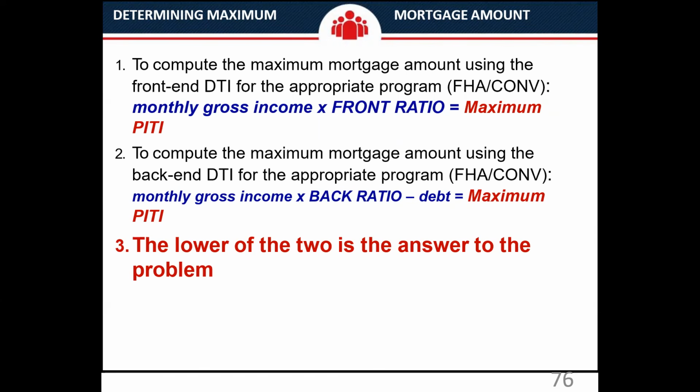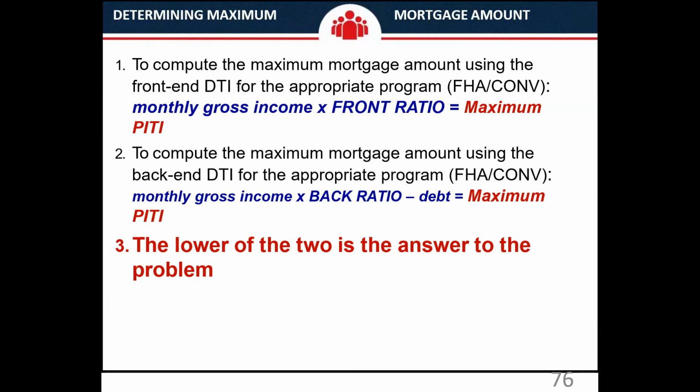To compute the maximum mortgage amount using the back end, for the appropriate programs, which are only FHA and conventional, you calculate the monthly gross income times the back end ratio, and take out the debt. That gives you the maximum PITI for the back end. Once you do that simple calculation, you simply choose the lowest of the two. That's how you calculate MMA. My bad, MMA, maximum mortgage amount, only gets calculated on FHA loans and conventional loans.